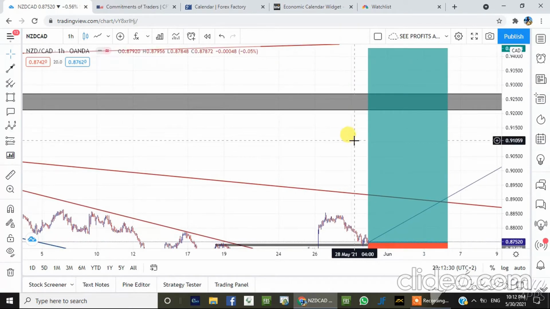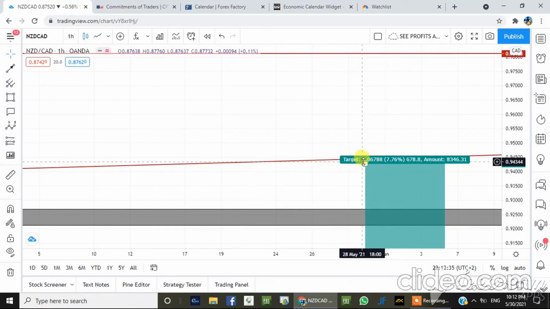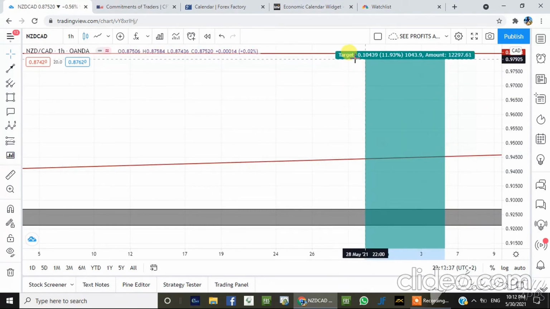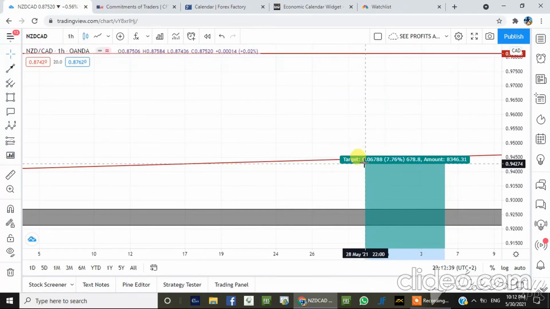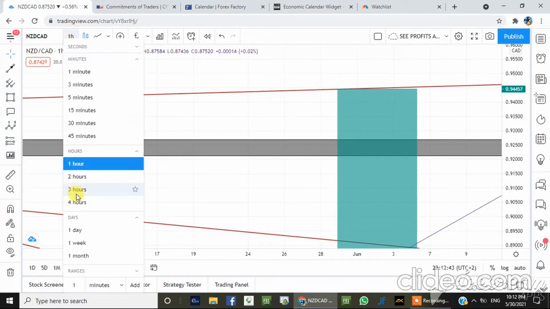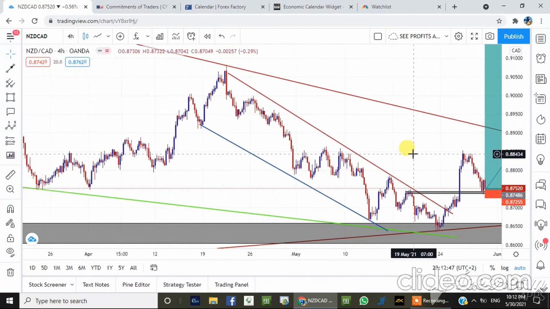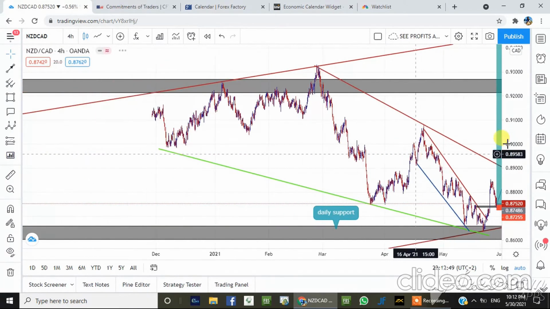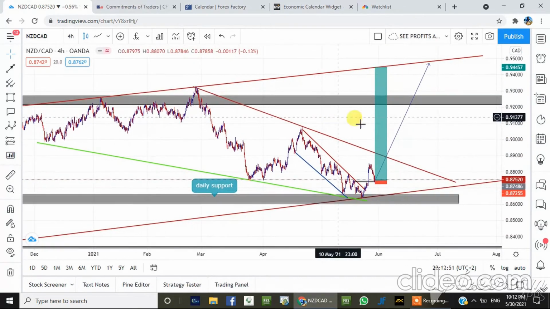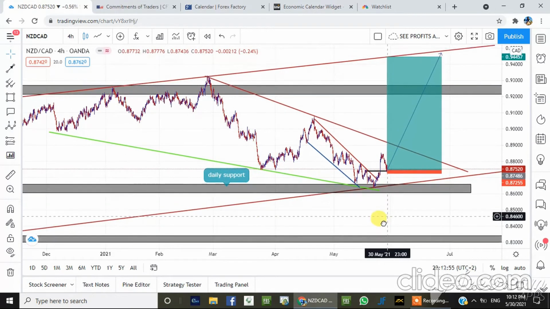So we'll risk 0.26% for 7.97%. This is how our trade will look on NZDCAD. This is what we are anticipating on the New Zealand dollar against the Canadian dollar. This is what we are anticipating.